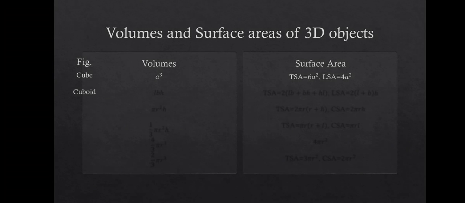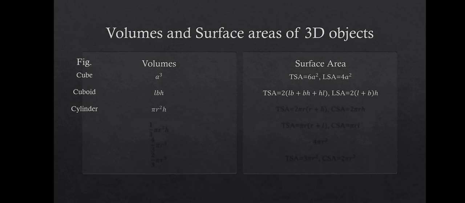Let us come to cuboid. Now cuboid volume is length into breadth into height, and its total surface area will be twice of length into breadth plus breadth into height plus height into length. Now these are all your childhood memories, just ensure you recap. And lateral surface area will be twice of L plus B into H.